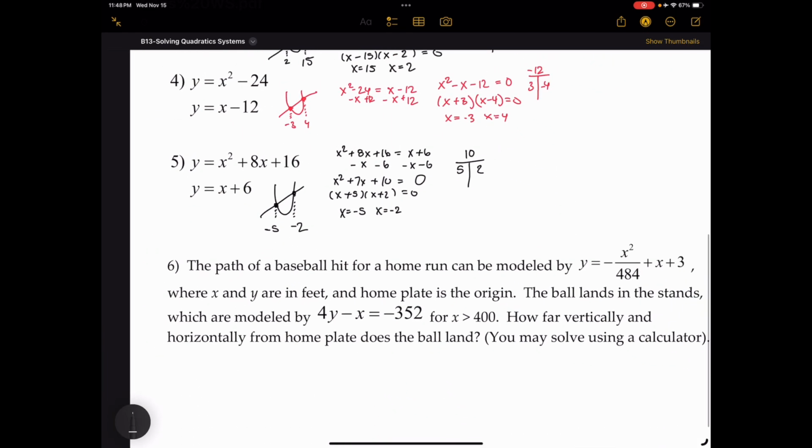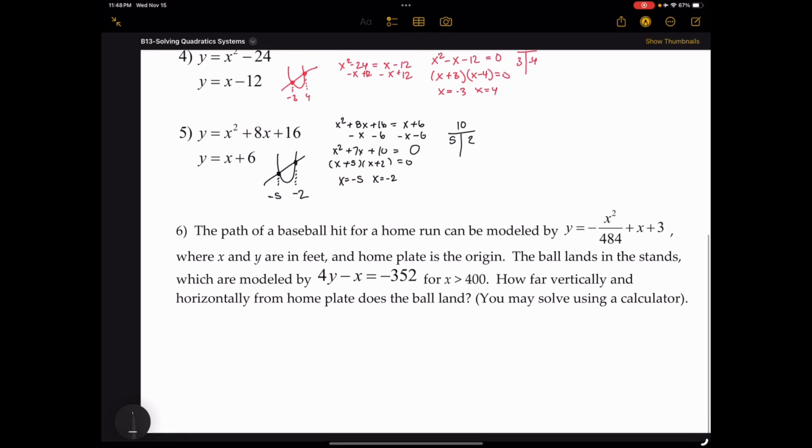Okay, word problem. All right, number 6. The path of a ball hit for a home run can be modeled by y is equal to negative x squared over 484 plus x plus 3, where x and y are in feet and home plate is the origin. The ball lands in the stands, which are modeled by 4y minus x equals negative 352 for x greater than 400. So x needs to be bigger than 400. How far vertically and horizontally from home plate does the ball land? You may solve using a calculator.